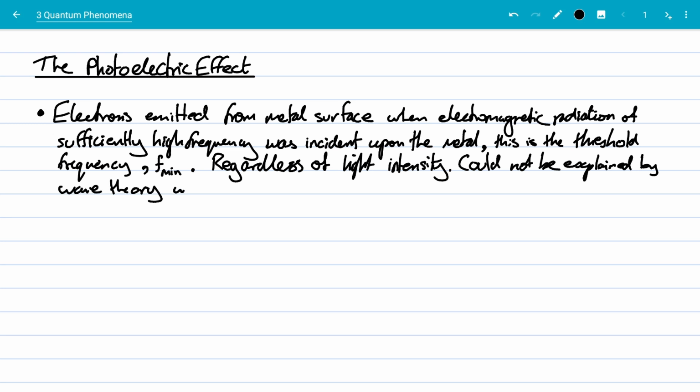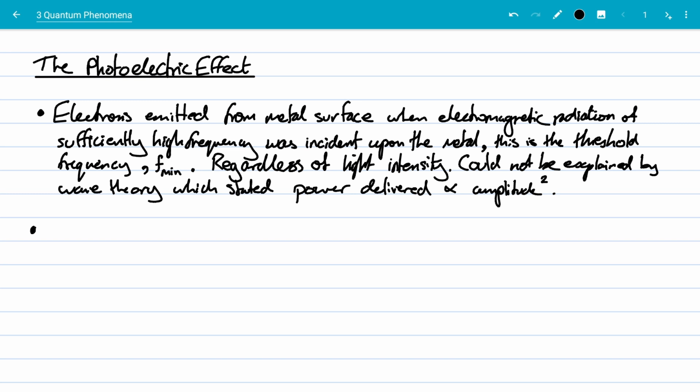Wave theory stated that the power delivered is proportional to the amplitude squared. We'll get into that in waves later. No matter how high the amplitude of the electromagnetic radiation, it didn't matter how much energy we thought we were delivering, electrons did not have enough energy to escape unless that electromagnetic radiation had a high enough frequency.